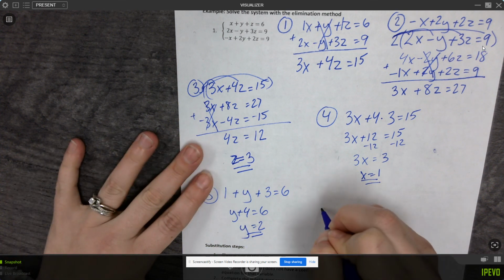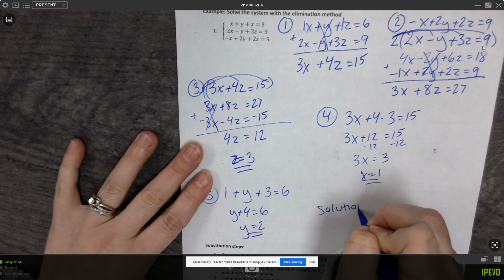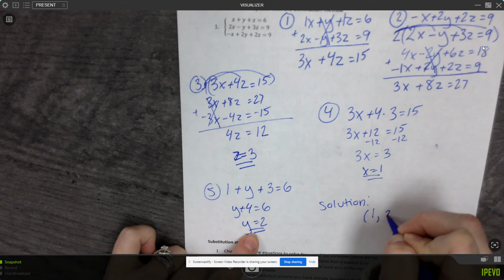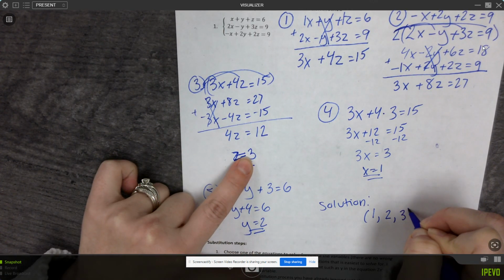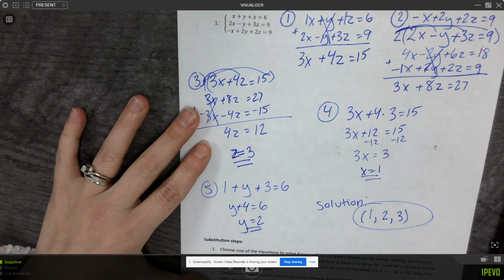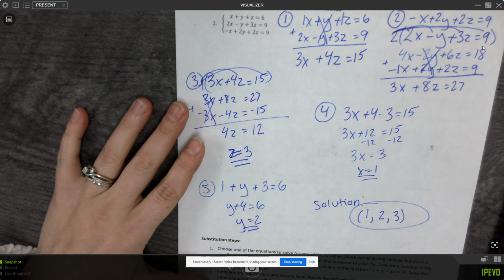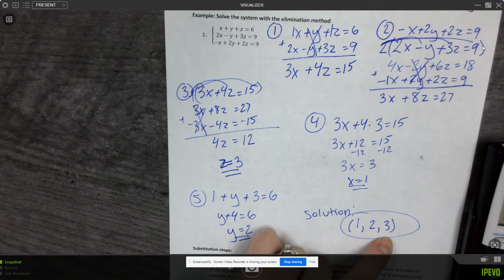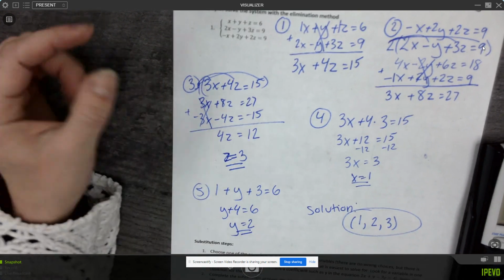So now my answer, put them in order, x, y, z. 1, 2, 3 is the solution. And now I'm going to show you how to check them because I told you that that's a possibility, which I highly recommend you do because this is complicated. You do that by taking these numbers, plug them in for x, y, and z in all three equations separately.